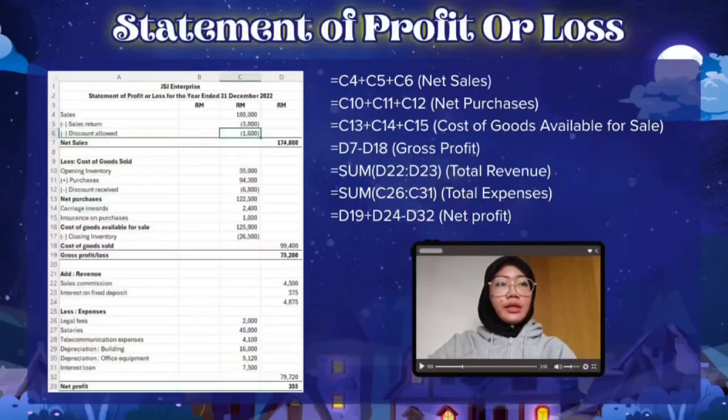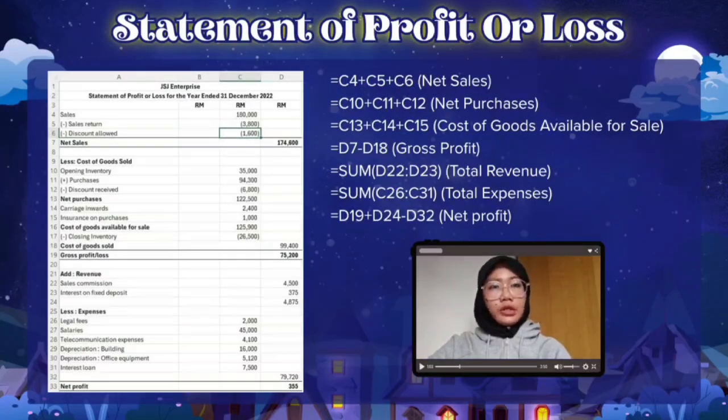Now, I will be presenting the statement of profit or loss of JSI Enterprise for the year ended 31st December 2022. First, in terms of sales performance, the business recorded total sales of 180,000 after deducting sales return of 3,800 and discounts allowed of 1,600. The net sales amounted to 174,600 ringgit, which I put in the sales equal to C4 plus C5 plus C6 for the total of net sales. Next, I will explain the cost of goods sold.